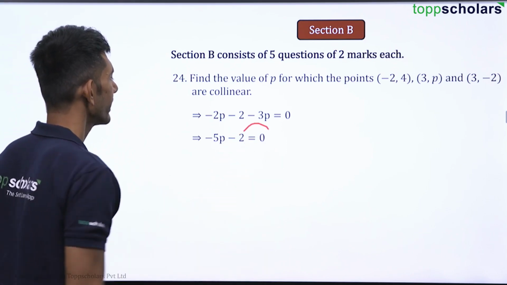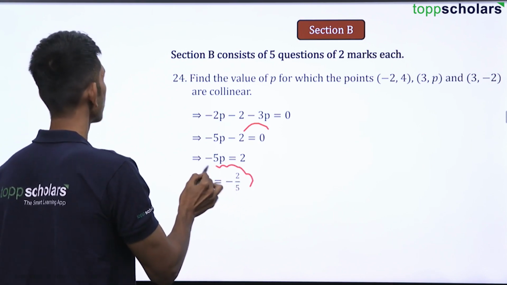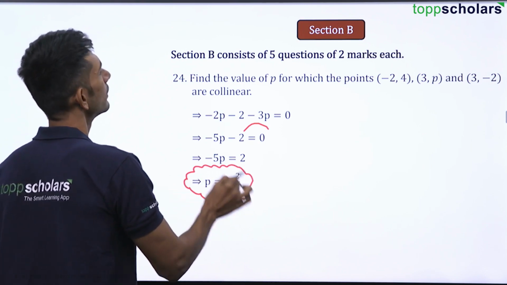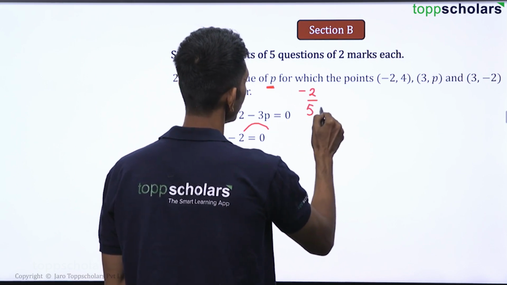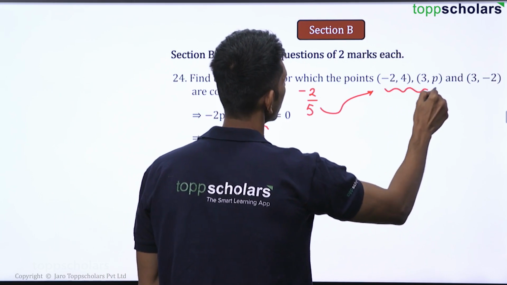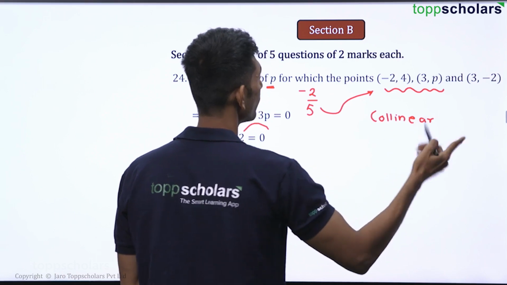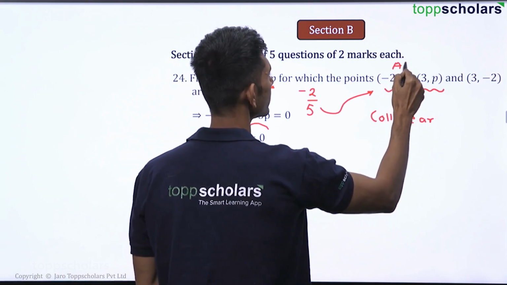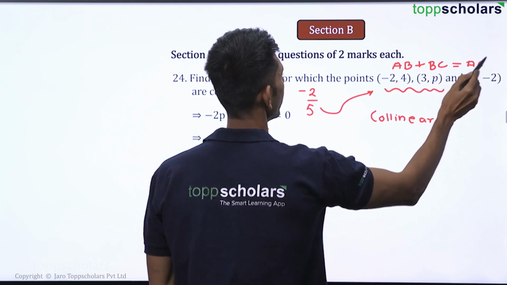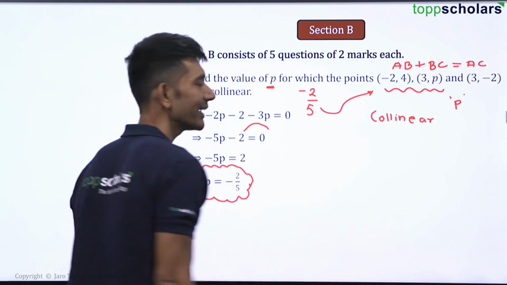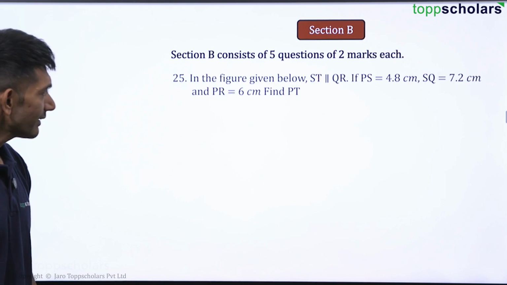Minus 2 on the other side. Minus 5p is equal to 2. P is equal to minus 2 by 5. So what is the value of P? The value of P is minus 2 by 5, for which these points are collinear. And as I said, what is the other way? The other way is to find distance AB plus distance BC, and equate that with distance AC. In that also you will get the value of P using the distance formula. Correct? Very good. Let's have a look at one more question.